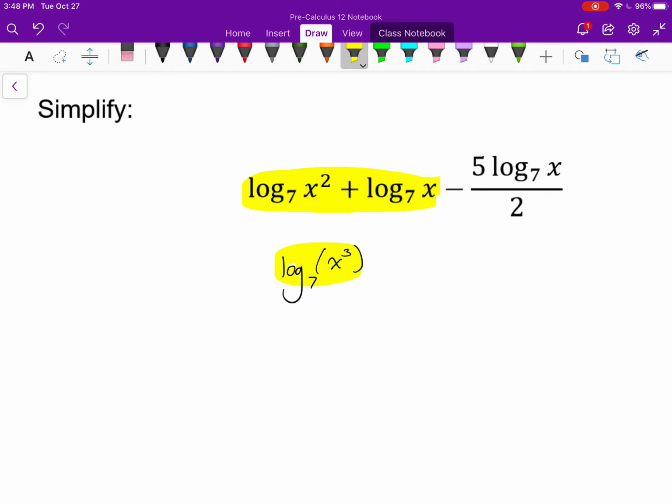All right. Similarly, I can do more with the expression on the left. I'm just going to rewrite this minus 5 over 2 as a coefficient. Actually, I don't need those brackets.